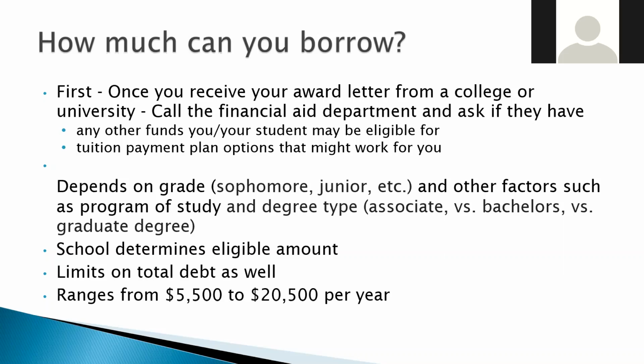The actual amount can depend on the grade that you're in. It can depend on the program of study or the type of degree, so graduate degrees versus an associate's or a bachelor's. It could be different there. And the individual schools, again, are going to determine the amount that you're eligible for. There is a limit on the total amount of debt. And that last line is kind of important. The range is anywhere from $5,500 to $20,500 per year, which is a pretty big range, especially when you're in that, in half per semester as well.